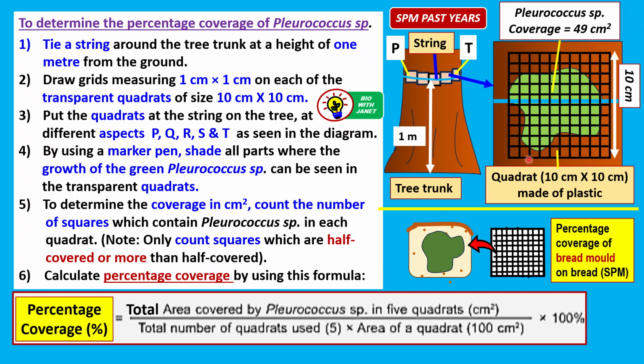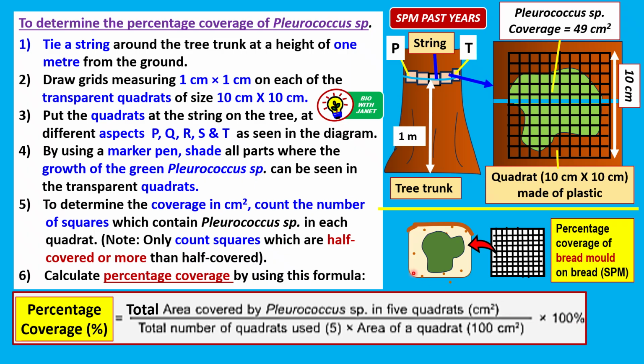Okay, then if we want to generally find out what's the percentage coverage of the Pleurococcus on this tree, then we can use this formula. Total area covered by Pleurococcus species in the 5 quadrats. So this is for one quadrat, 49 cm squared, but there are 4 more quadrats. You add up all the areas covered by the Pleurococcus and then divide by total number of quadrats used. In this case, it's 5 times area of 1 quadrat, which is 100 cm squared because it's 10 times 10. Okay, and then times 100%. That is your percentage coverage.